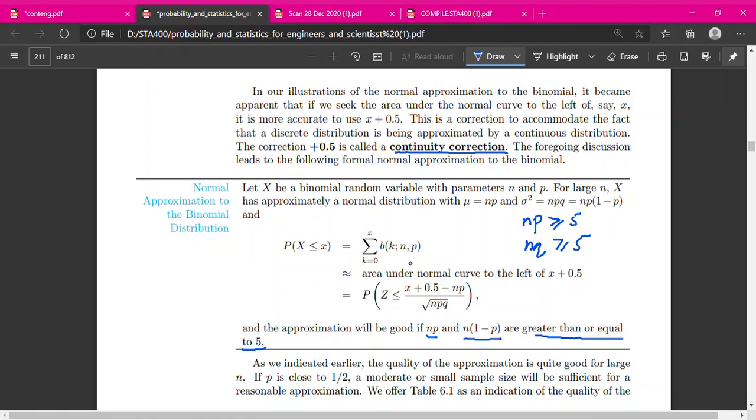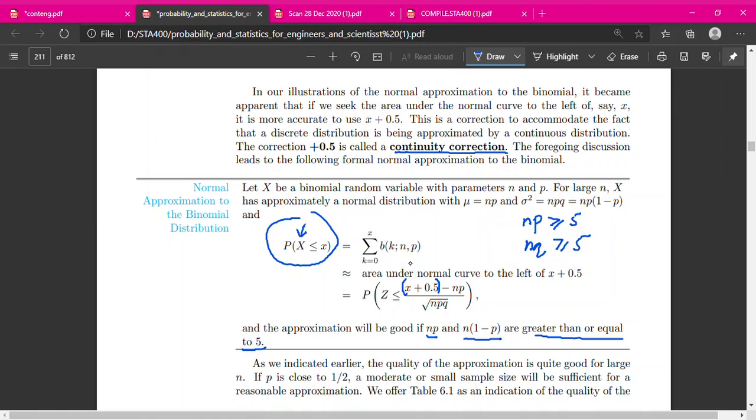Okay, because NP is more than or equal to 5 and NQ is also more than or equal to 5. So, nak cari this probability, kita kena tukar dulu X ni kepada Z. Bila nak tukar kepada Z, as we know, you kena tolak dengan min, divide dengan standard deviation. But before that, kita kena buat dulu continuity correction, which is you need to plus 0.5 here.